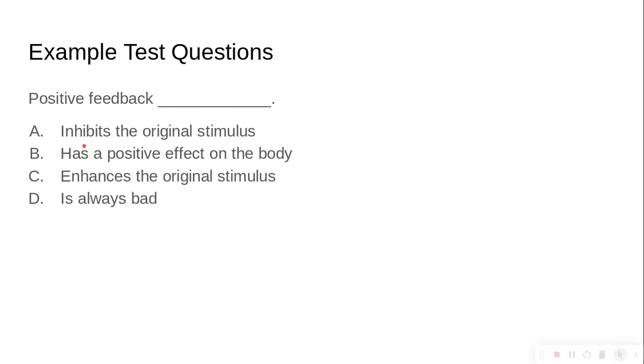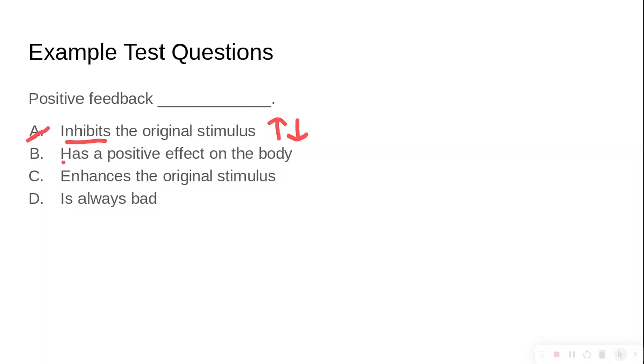Alright, so does positive feedback inhibit the original stimulus? Let's say our original stimulus was an increase. If we are inhibiting the original stimulus, then it's going to be the opposite. So we had an increase, and now we're going to have a decrease, so we can go back to normal levels. This sounds like negative feedback, so this is not going to be the correct answer.